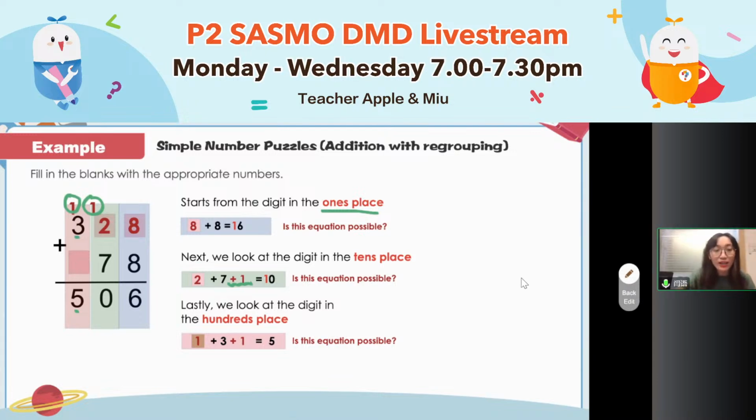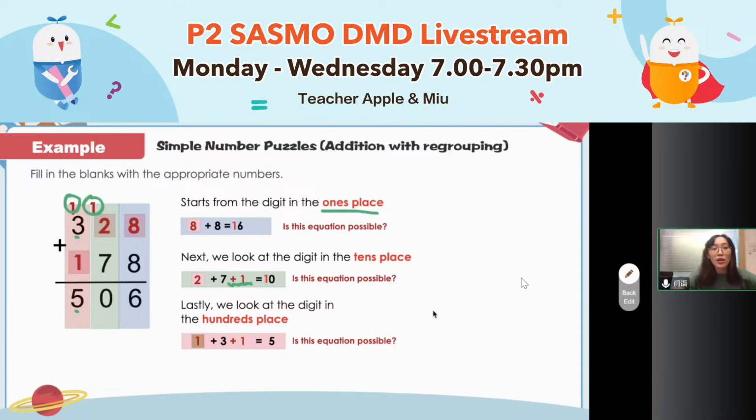Understand now? Okay, again, how can we check if there is regrouping in a number puzzle? You just observe and compare. In addition, if the final answer is bigger, then actually there is no regrouping. If the final answer is smaller, then actually there is regrouping.